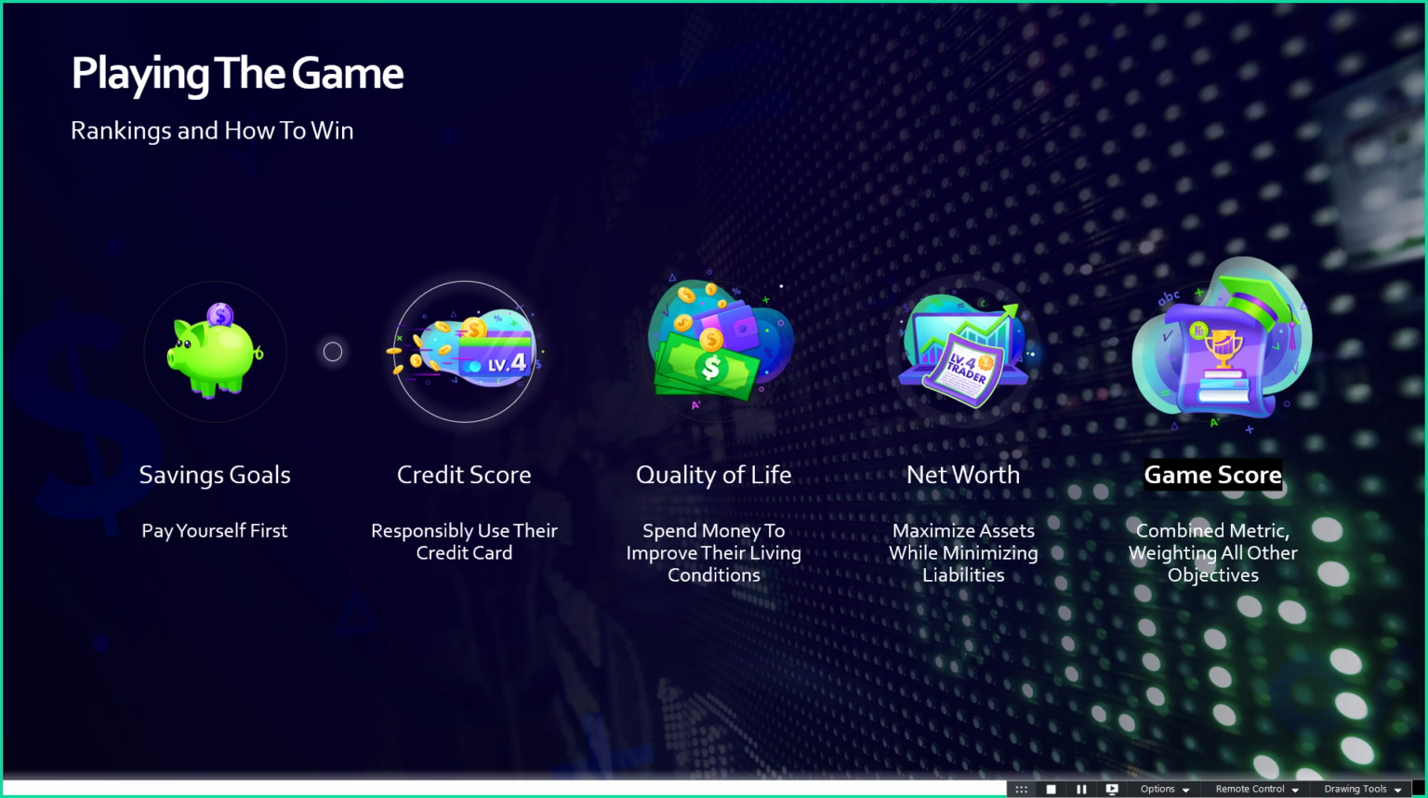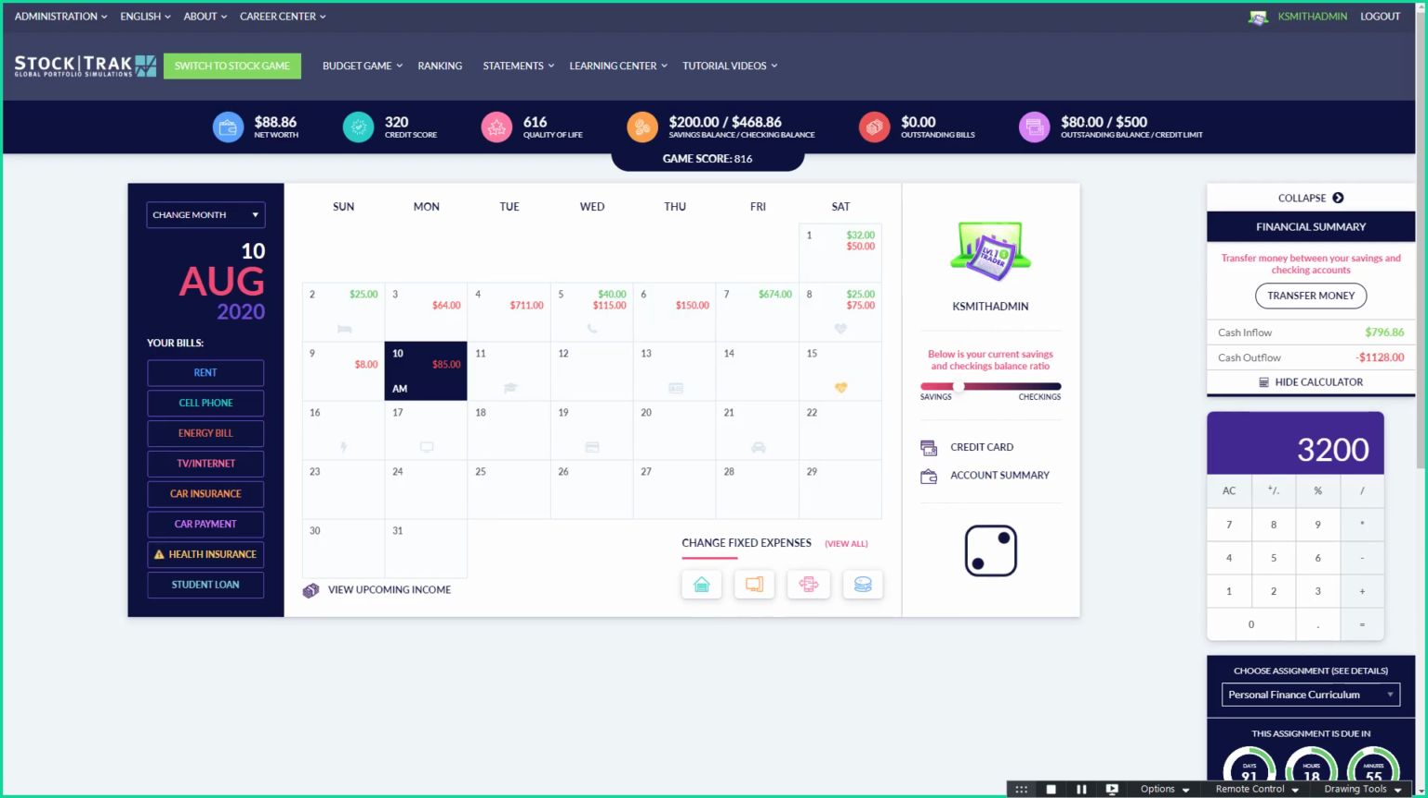The second is that students need to build up their credit score. Credit score is built up by students using their credit card responsibly. Now you can see in the game here, I have a credit card outstanding balance of $80. I currently have a $500 credit limit. Every month, every time I make my first credit card payment, my credit score will go up because I'm making payments on my credit card.